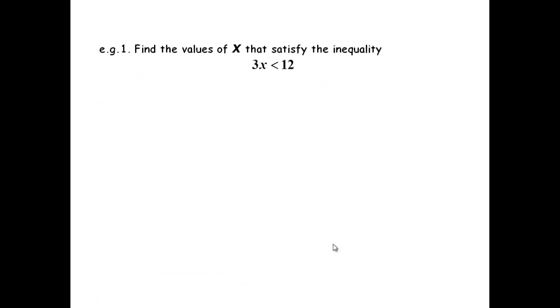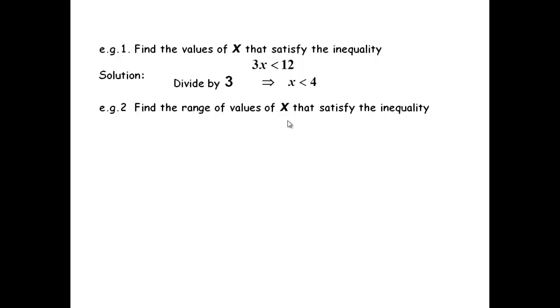So to solve this one, we need to find the values of x that satisfy the inequality. We do exactly as we would if it's an equation. We divide both sides by 3. And as we haven't divided or multiplied by a negative, the inequality sign stays the same. So we get x is less than 4.